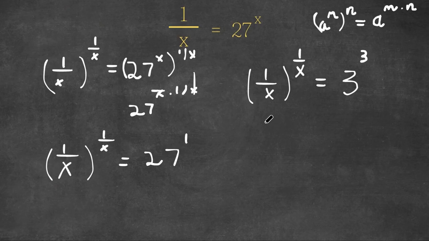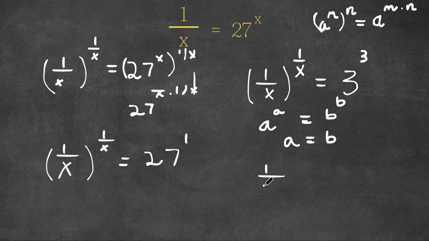Now, if we have something in the form a to the power of a is equal to b to the power of b, this means that a is equal to b. So as you can see here, 1 over x is a in this case, and 3 is b, meaning 1 over x is equal to 3.